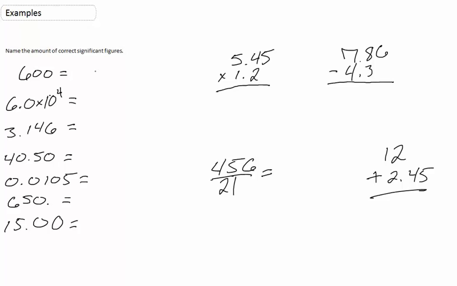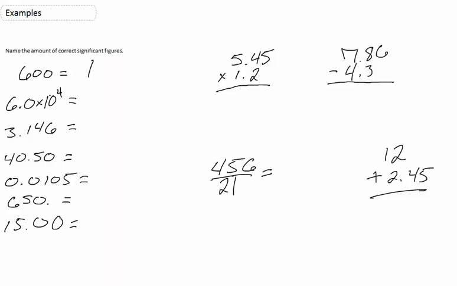So here we have a few examples to practice the rules we just learned about significant figures. The first number we have is 600. If we were to count the significant figures, we would not count the trailing zeros since there's no decimal point. For 600, there's only one significant figure. This example is written in scientific notation as 6.0 times 10 to the fourth. Or if we expanded it, it's 60,000.